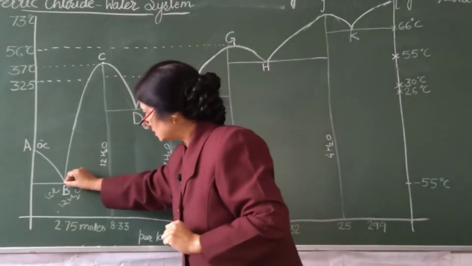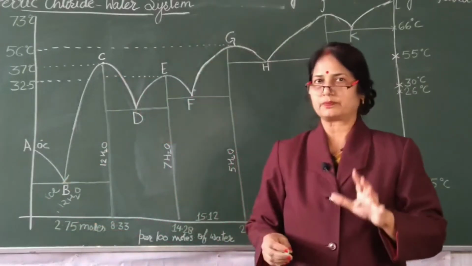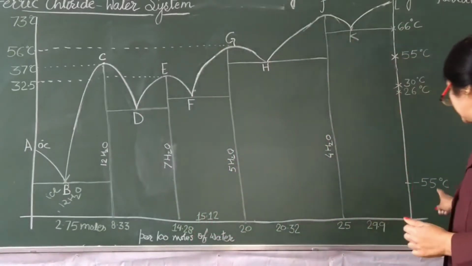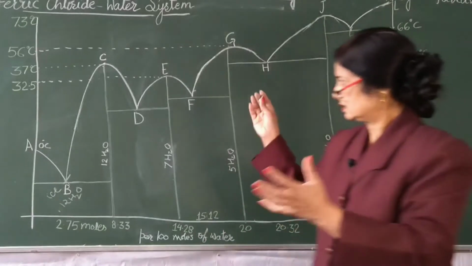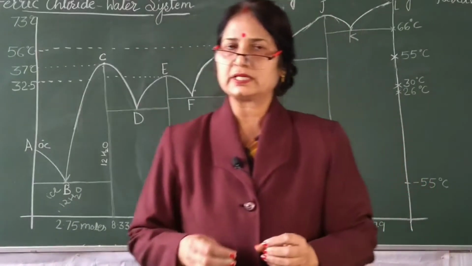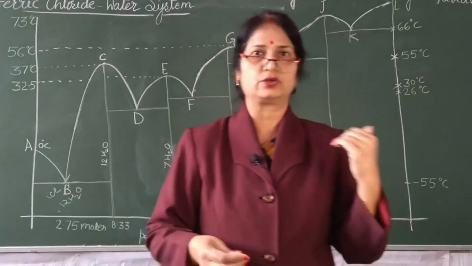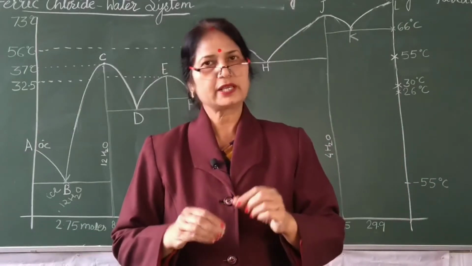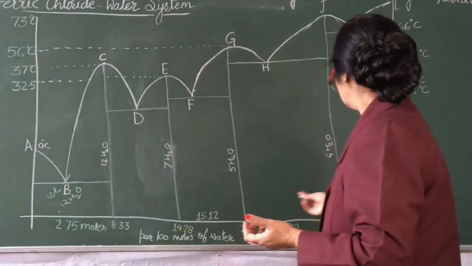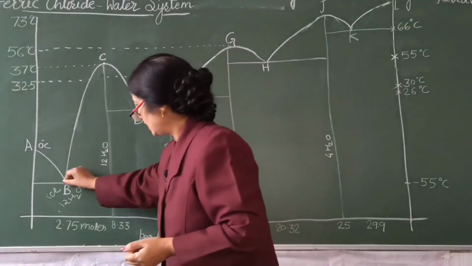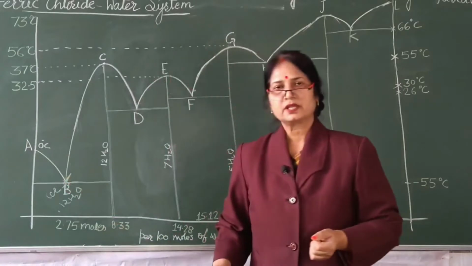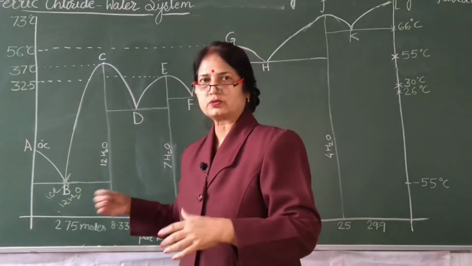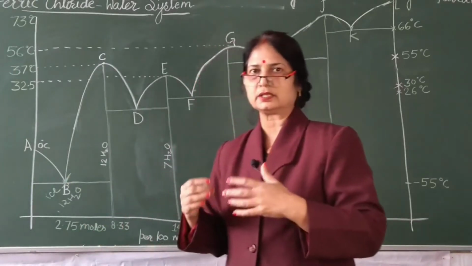So this point is represented by 2.75 moles composition of ferric chloride and -55 degrees centigrade temperature. And we can see in this phase diagram that -55 degrees centigrade is the lowest temperature that can be attained over here. It is also known as the cryohydrate point, eutectic point as well as cryohydrate point. So this is our first eutectic point, and this curve AB is the freezing point curve of water, to which small quantities of ferric chloride are being added continuously.